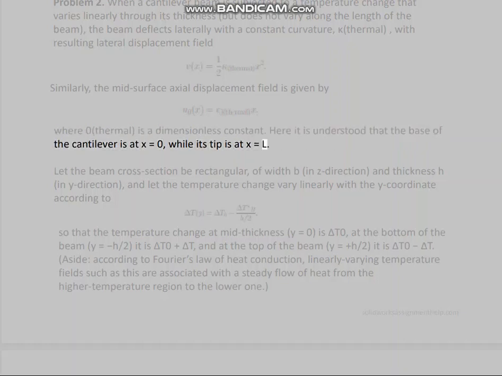x equals L. Let the beam cross-section be rectangular, of width b in the z direction and thickness h in the y direction, and let the temperature change vary linearly with the y-coordinate according to the given expression, so that the temperature change at mid-thickness, y equals 0, is delta T0, at the bottom of the beam, y equals minus h/2, it is delta T0 plus delta T, and at the top of the beam, y equals plus h/2, it is delta T0 minus delta T.